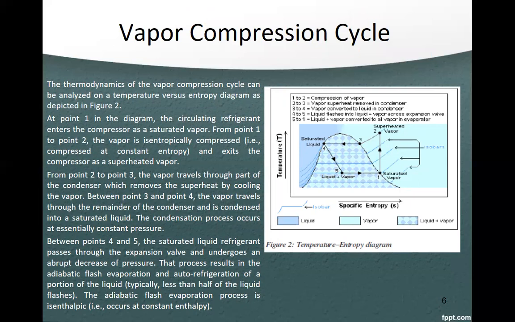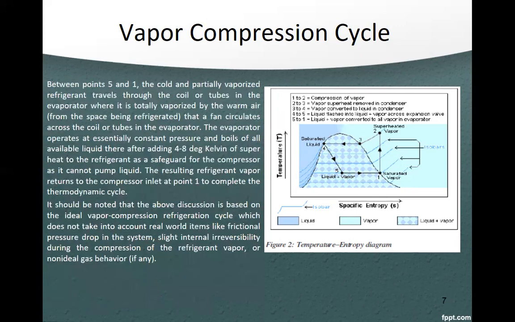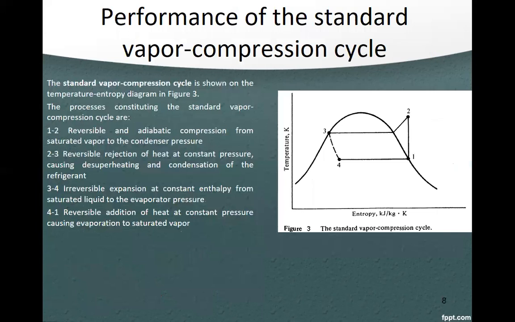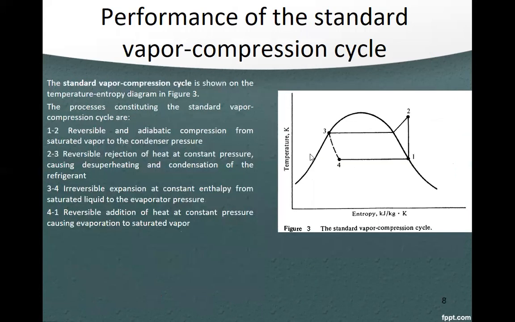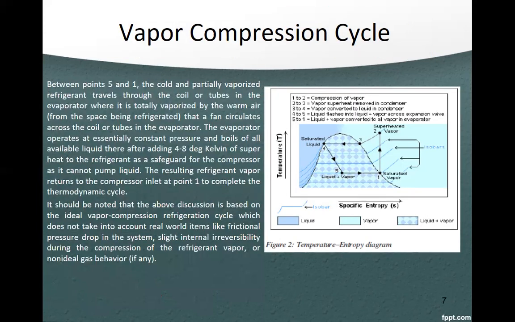The thermodynamics of vapor compression cycle can be analyzed on a temperature versus entropy diagram as depicted in figure 2. So gamitin natin yung pH diagram. Normally, sa refrigeration is pH. PS, wala bang PS dito? So, ayan, PS chart. Pwede rin niya, pero common, ginagamit sa refrigeration yung PS. Pero dito sa discussion natin, TS tayo.